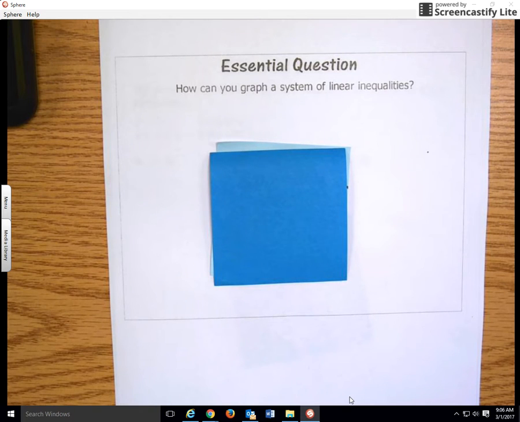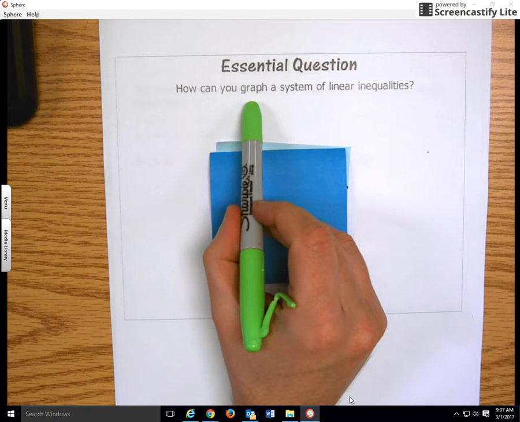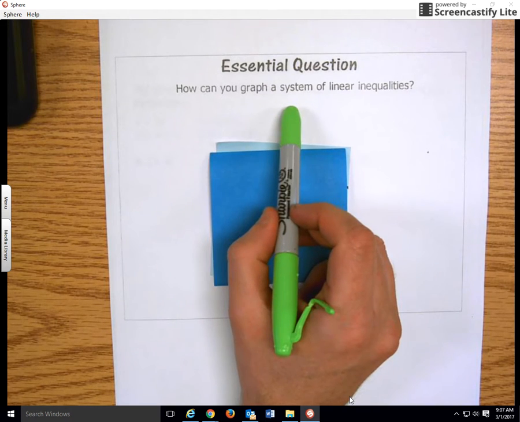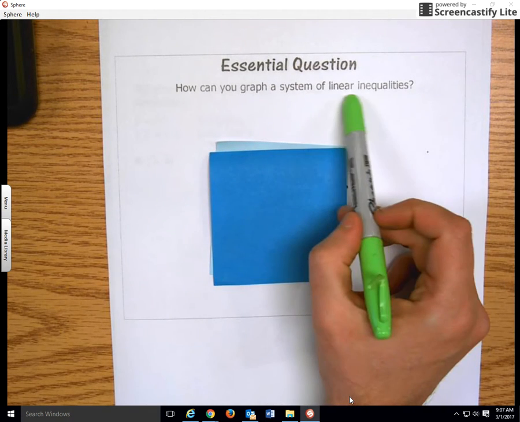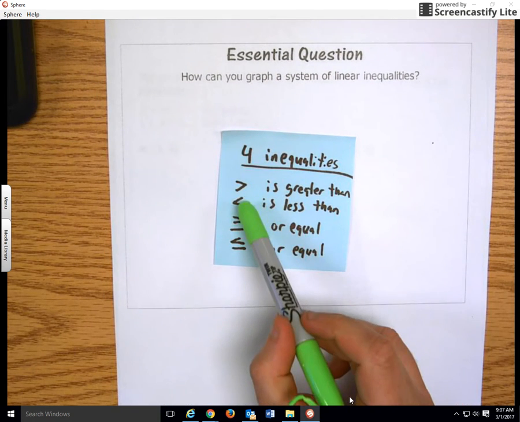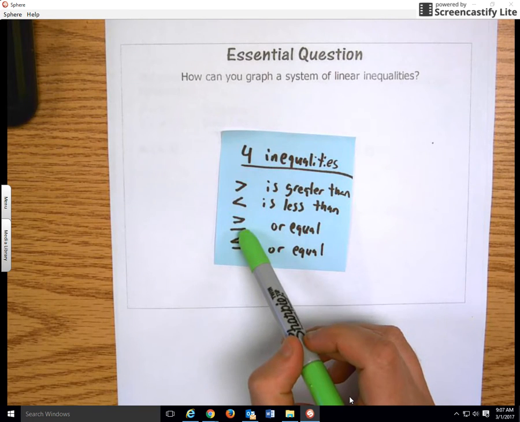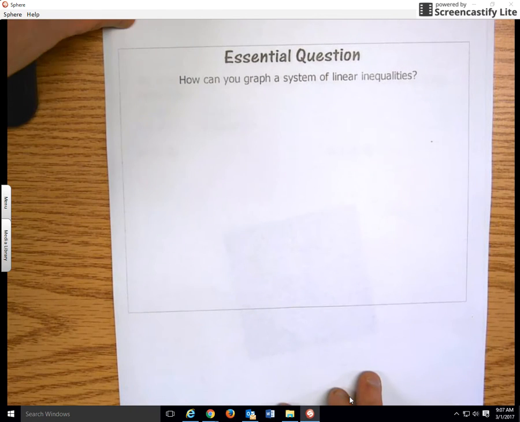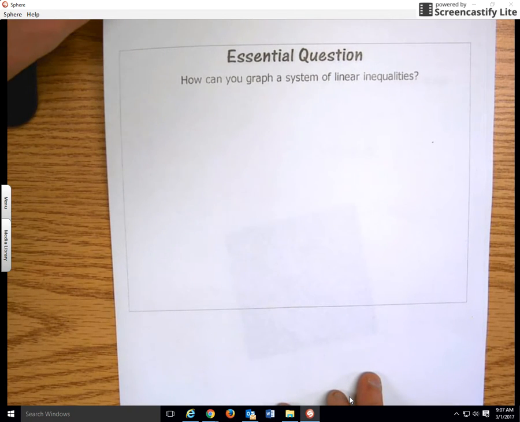Okay, so the question we're asking ourselves this time is how can you graph a system of linear inequalities? Let's go ahead and dissect this question real quick. We're talking about graphing, and then we're talking about a system, meaning that there's more than one inequality, and linear, meaning straight inequalities. Remember, there's four types of inequalities that we use. There is greater than, is less than, is greater than or equal to, or is less than or equal to. So how do we graph when there's more than one inequality on the same one?